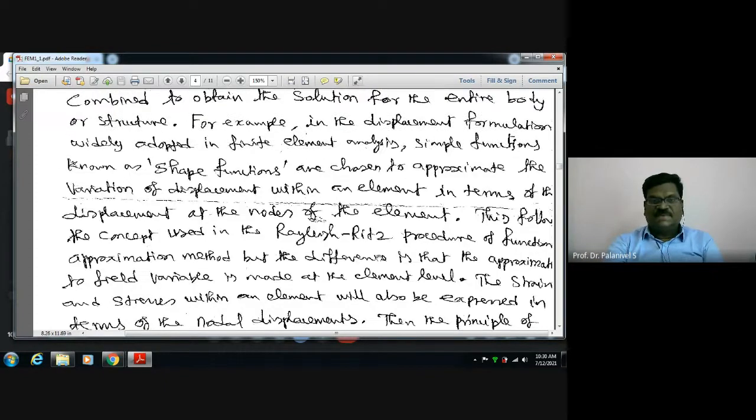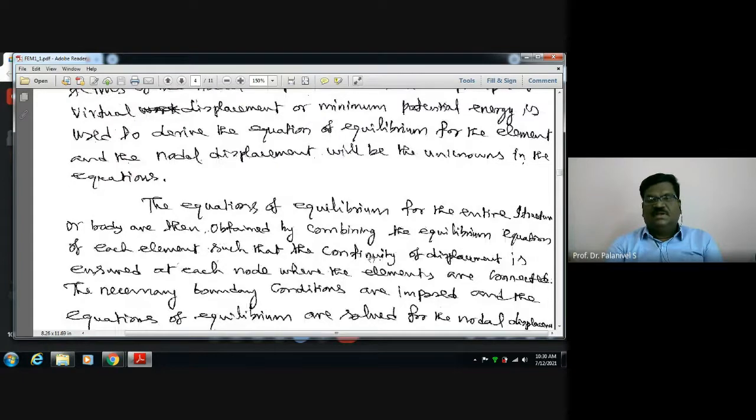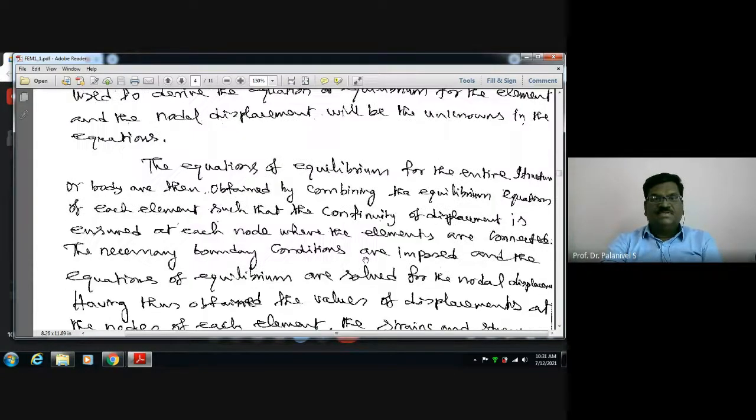That's what the paragraph says when you do the assemblage of the equilibrium equations of several elements. The equations of equilibrium for the entire structure or body are then obtained by combining the equilibrium equations of each element such that the continuity of displacement is ensured at each node where the elements are connected. In such a way, we are going to do the assemblage of elements, the assemblage of equilibrium equations.